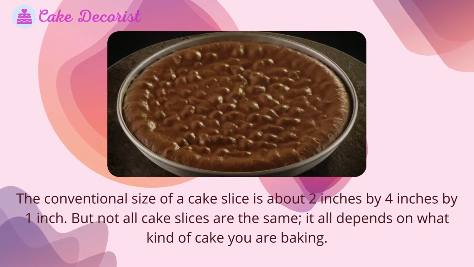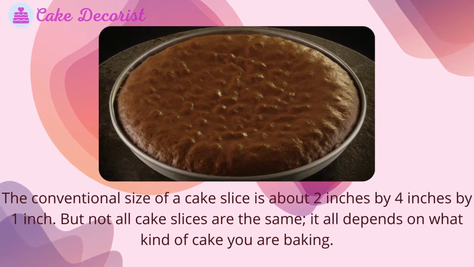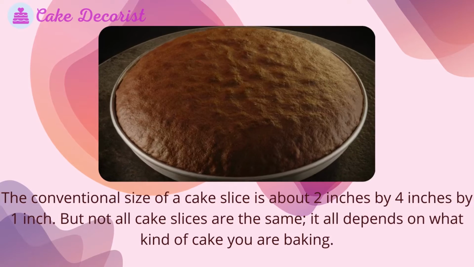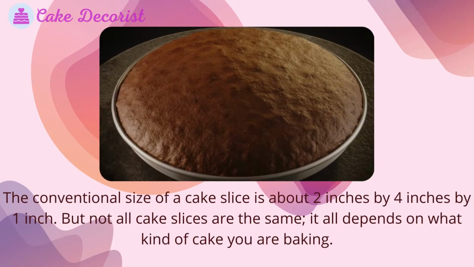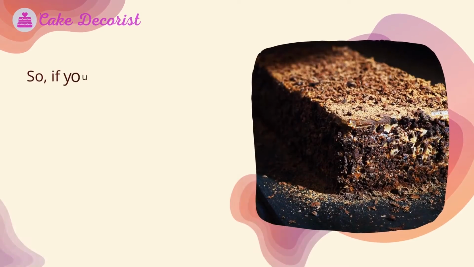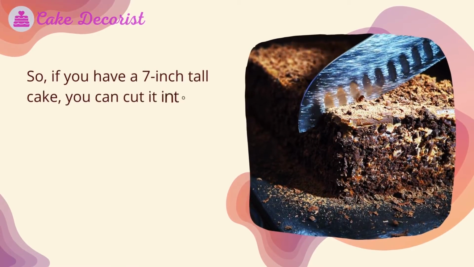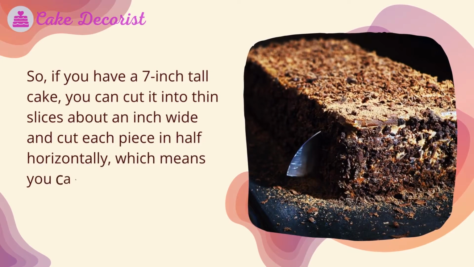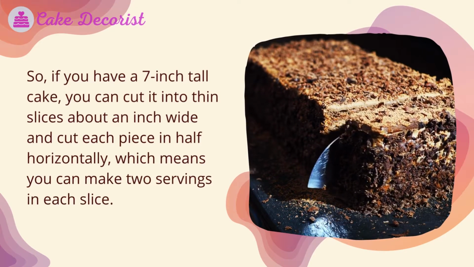The conventional size of a cake slice is about 2 inches by 4 inches by 1 inch. But not all cake slices are the same. It all depends on what kind of cake you are baking. So, if you have a 7-inch tall cake, you can cut it into thin slices about 1 inch wide and cut each piece in half horizontally, which means you can make 2 servings in each slice.